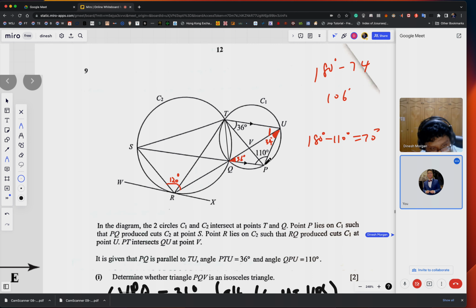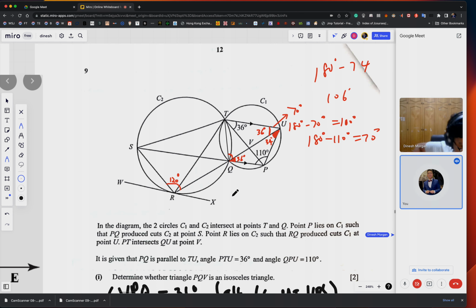Okay, and so, oh, there is a parallel line, so this is 36 also. Okay, so this whole thing is 70, right? Because it's the opposite segment, so this whole thing is 70. So 180 minus the 70 has to be 110. 110 minus the 36, what do you get here?